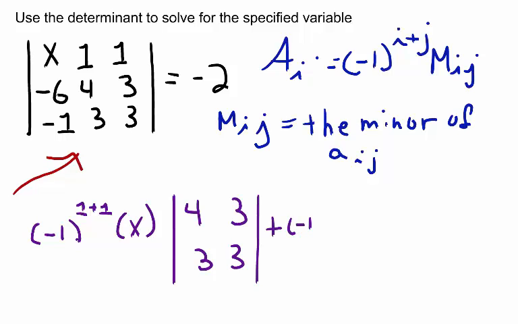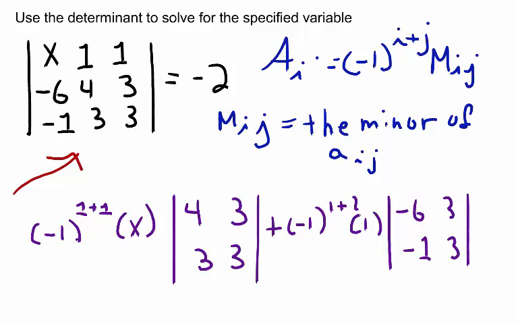plus -1 raised to the power of 1 plus 2 times 1, and here, blocking out row 1 and column 2, we'll take the determinant of -6, 3, -1, and 3. Continuing our expansion, we'll see if we can fit this last piece along the bottom here.